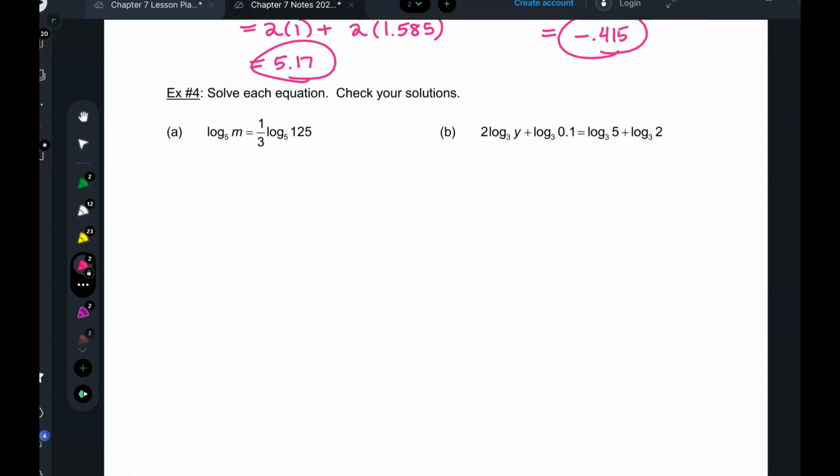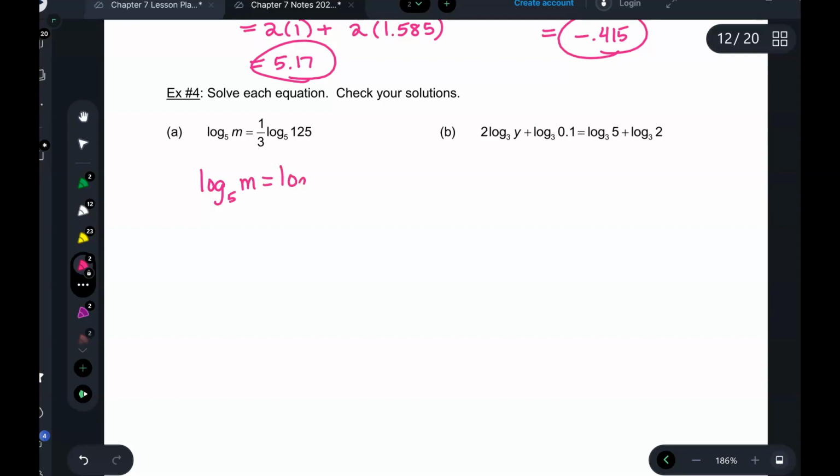All right, now we're going to solve. Okay, so we have log base 5 of m and 1/3 log base 5 of 125. Now we're going to work backwards. If there's something multiplied to the front, we're going to move it to the exponent.